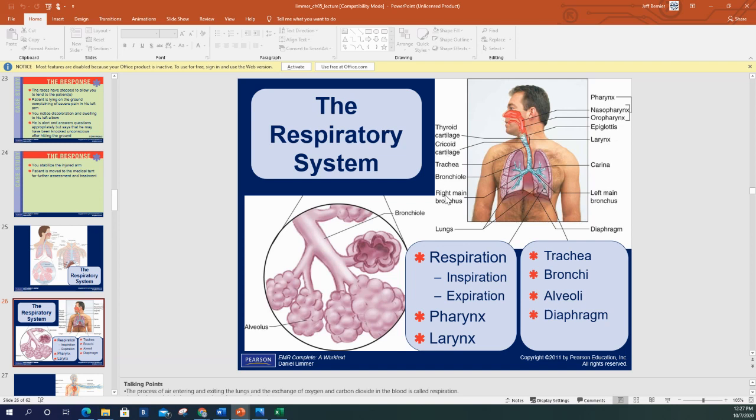respiratory system. Respiration is actually a two-phase process. It's inspiration and expiration, or inhalation and exhalation. We actually bring fresh air in, allow our body to do the thing it needs to do, and then we expel through expiration or exhalation our wasted product.